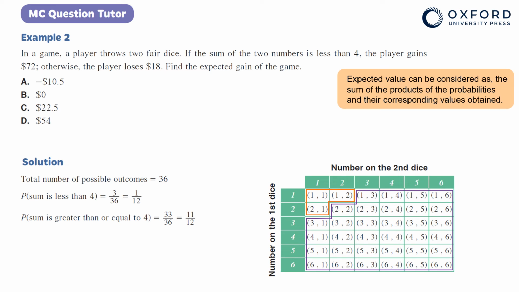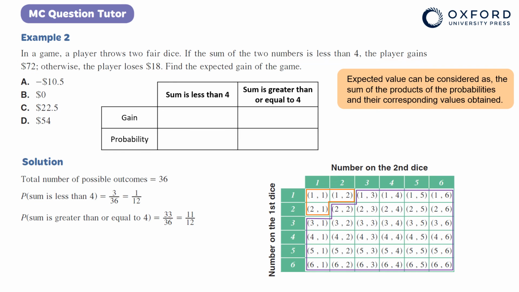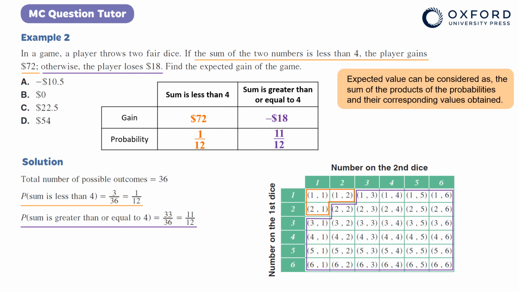Let's see how to find the expected value. When the sum of the 2 numbers is less than 4, the player gains $72. The corresponding probability is 1/12. When the sum of the 2 numbers is greater than or equal to 4, the player loses $18. Represent it with -18. The corresponding probability is 11/12.